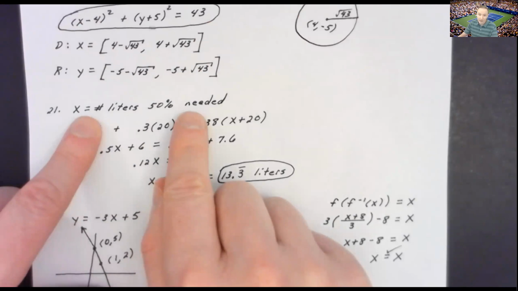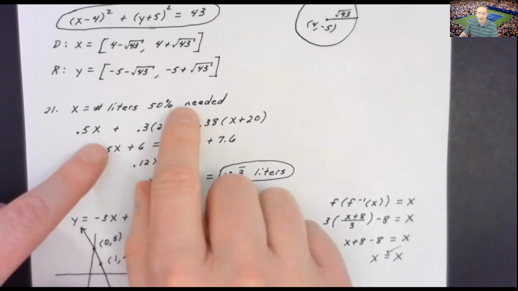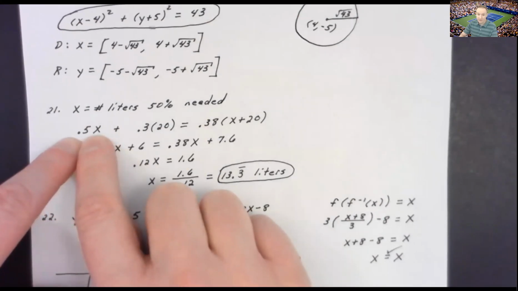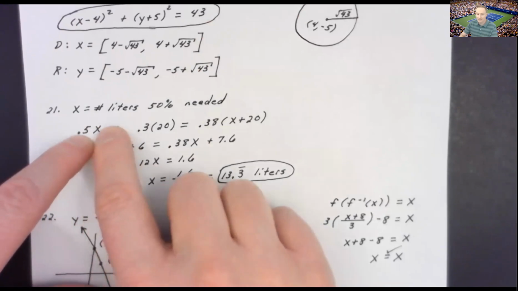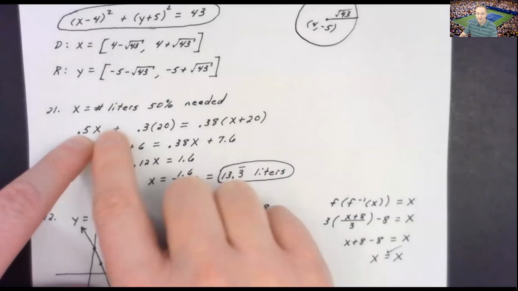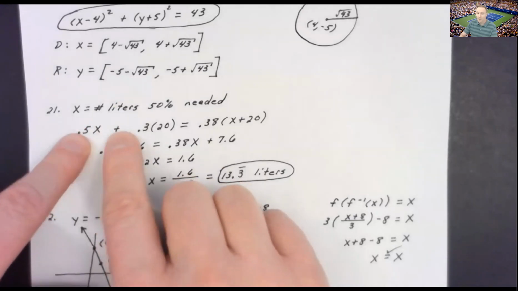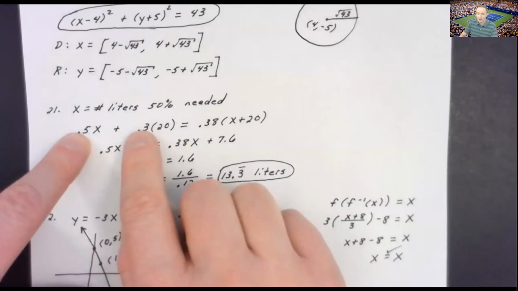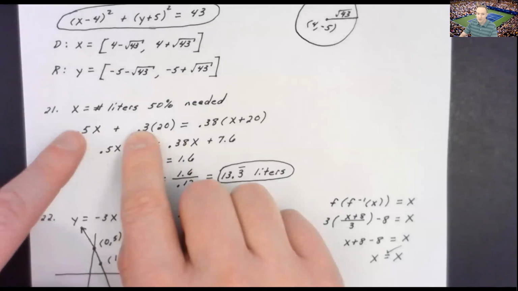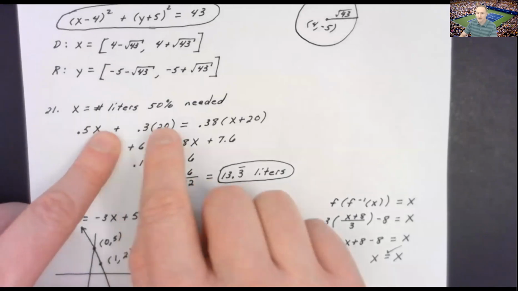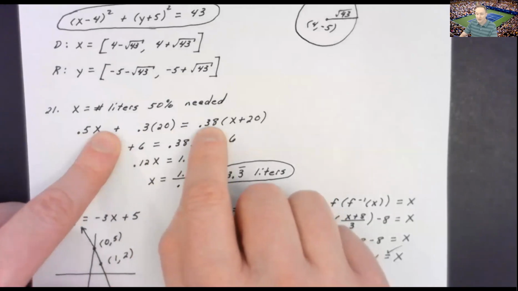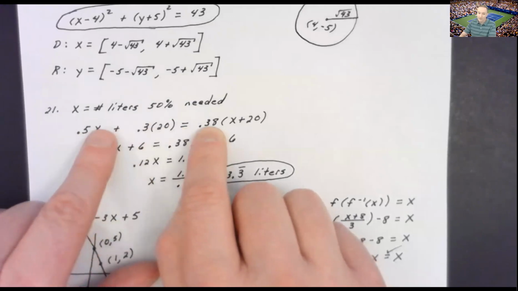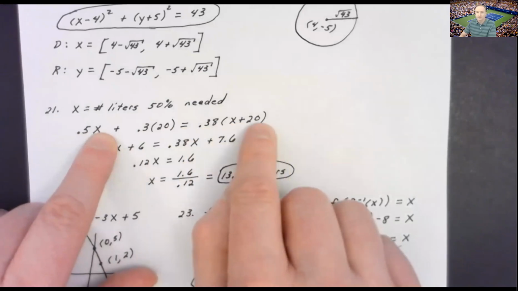So now I know that for every liter of that 50% I'm adding, it's going to contain 50% of the vinegar. So I'm saying the strength of the solution times the amount of this solution. So X liters times 50%. Plus, I already had 20 liters at 30%. I'm trying to keep the same order. Strength times the amount of solution equals, well, the strength of the solution I want is 38%. The amount I know is going to be how much I already had plus the amount I'm adding, so X plus 20.